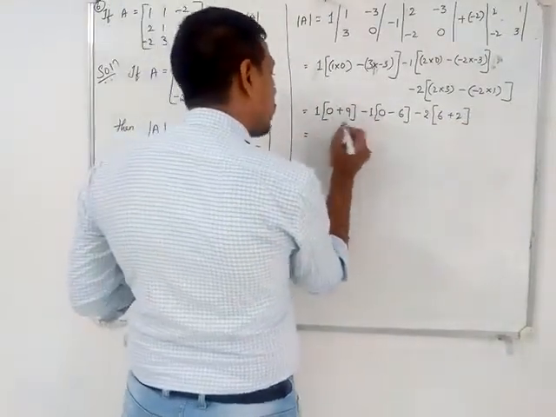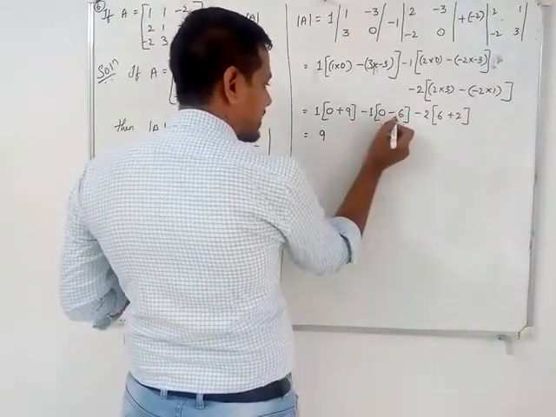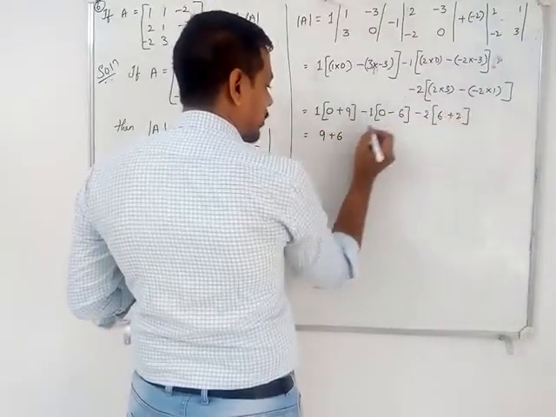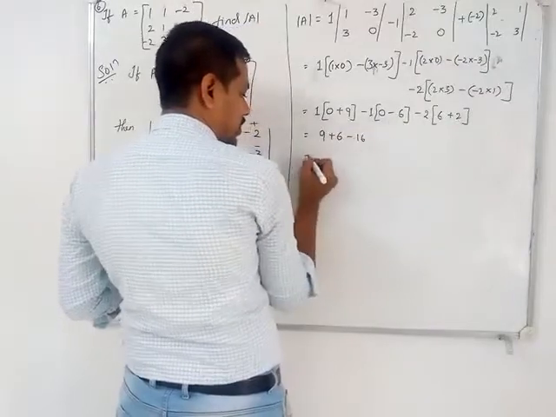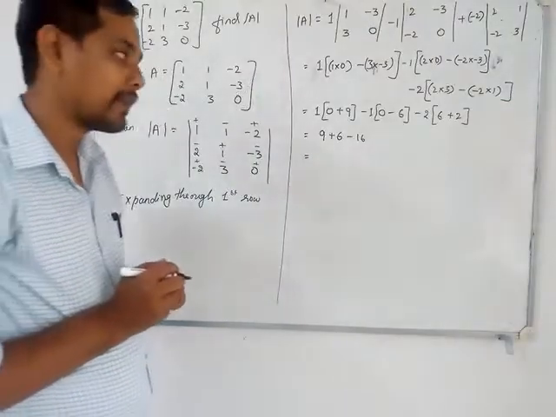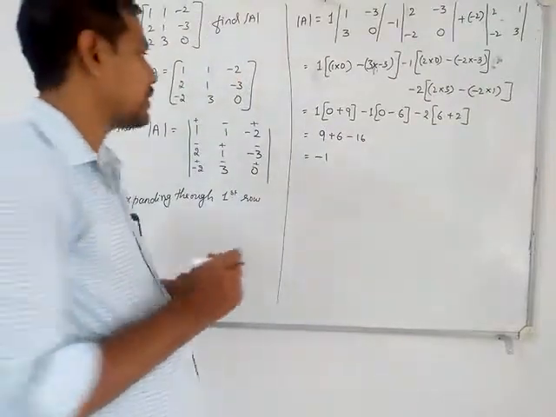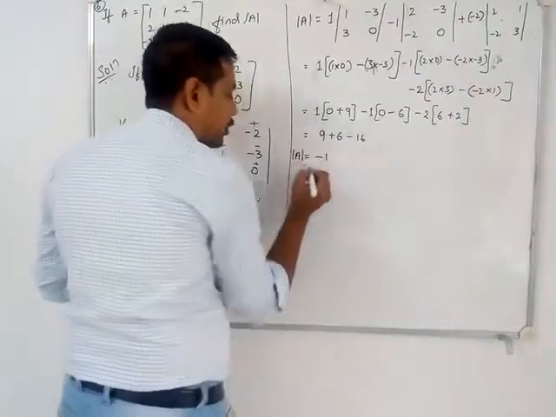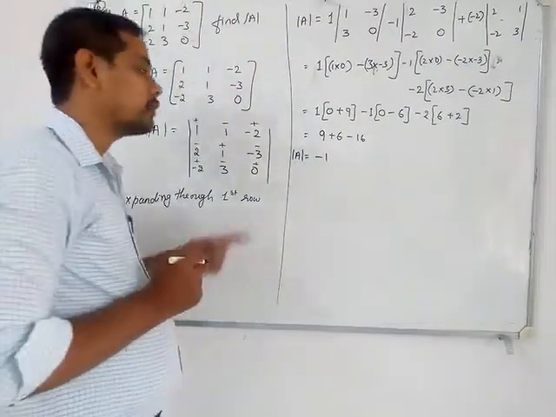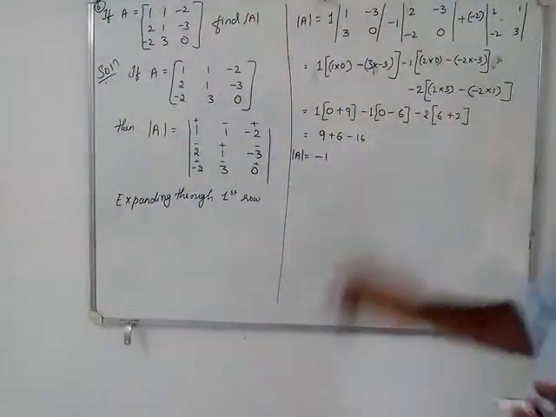So 0 plus 9 is 9. 9 into 1 is 9. 0 minus 6 is minus 6. Minus 6 into minus 1 is plus 6. 6 plus 2 is 8. 8 into minus 2 is minus 16. So 9 plus 6 is what? 15. 15 minus 16 is minus 1. So I hope you have understood how we got the value of this one. We were asked to find the value of determinant A, and this is how we need to find it. Okay, pause the video and make a note of this.